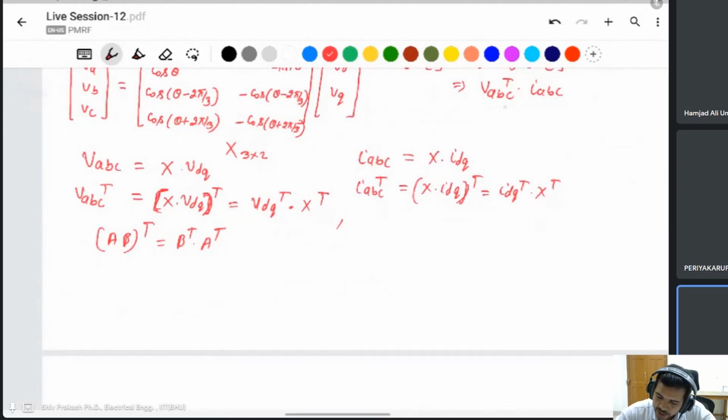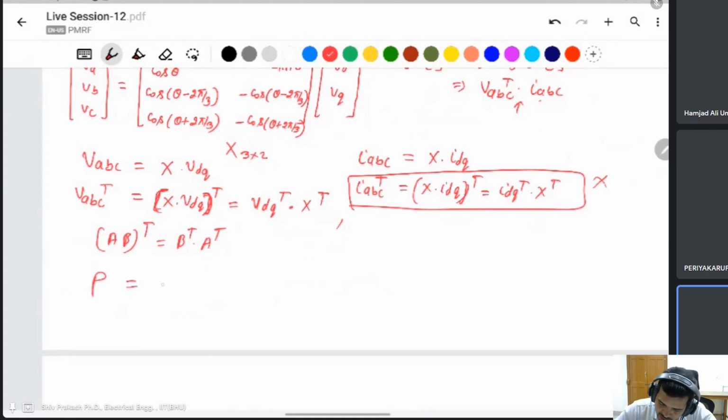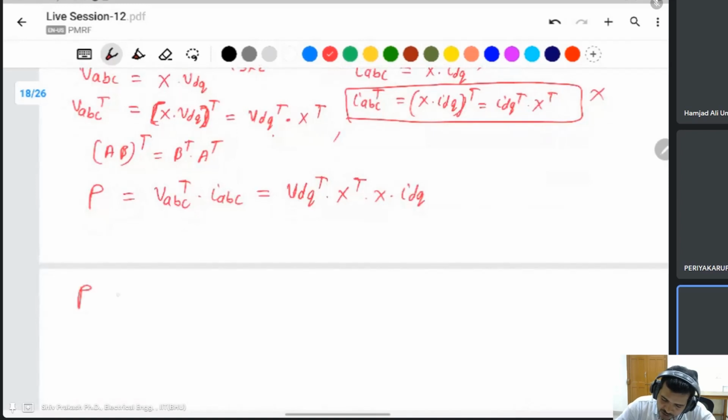But I think the current transpose is not required. Only the voltage ABC transpose is required, because the power is VABC transposed into IABC. VABC transpose is VDQ transpose into X transpose, and IABC is X into IDQ. So P is equal to VDQ transpose.